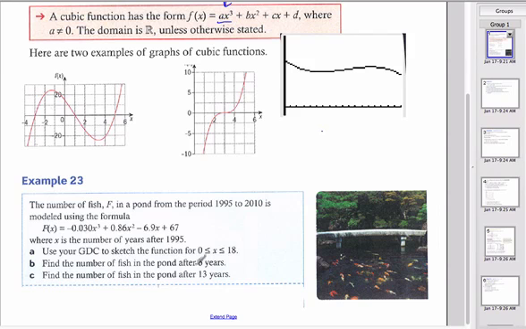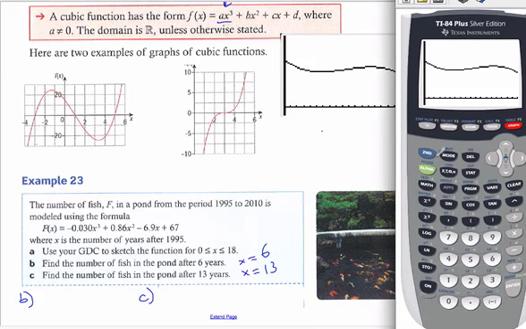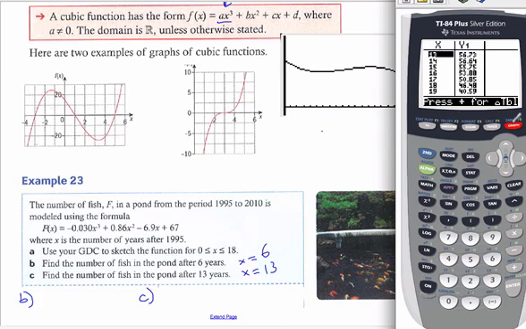Find the number of fish in the pond after 6 years. In this case, that means x equals 6, and the number of fish in the pond after 13 years is x equals 13. I can put an x into the formula and work it out, but I've already got it graphed, so actually let me just go to table and get the answers to those two questions.